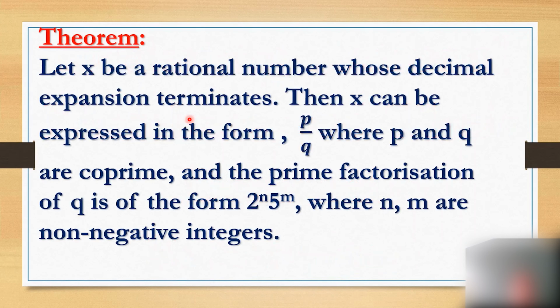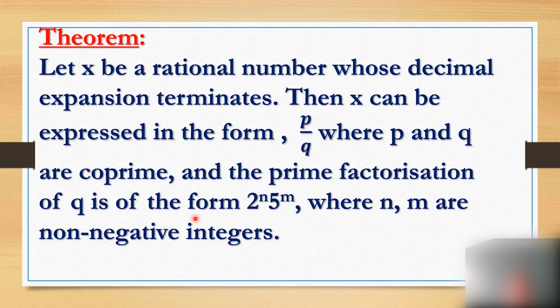Let's go through a theorem. Let x be a rational number whose decimal expansion terminates. Then x can be expressed in the form of p by q, where p and q are co-primes and the prime factorization of q is of the form 2 raised to the power n into 5 raised to the power m, where n and m are non-negative integers.